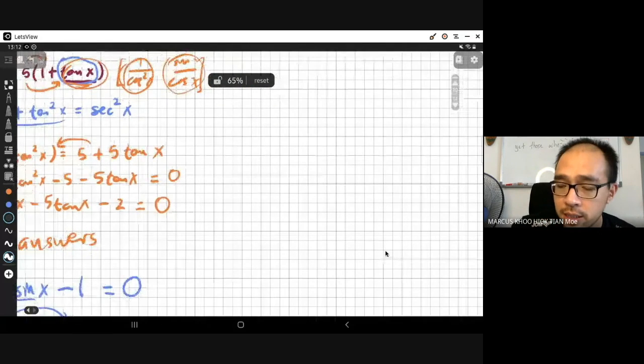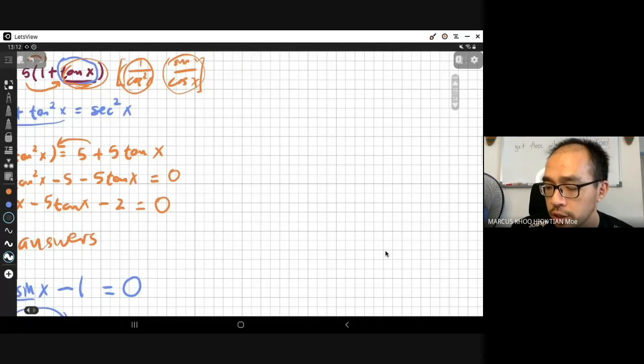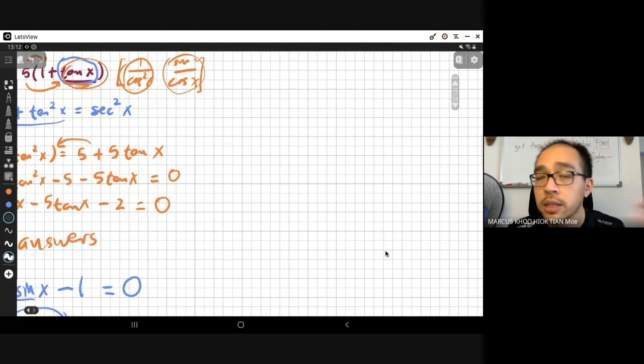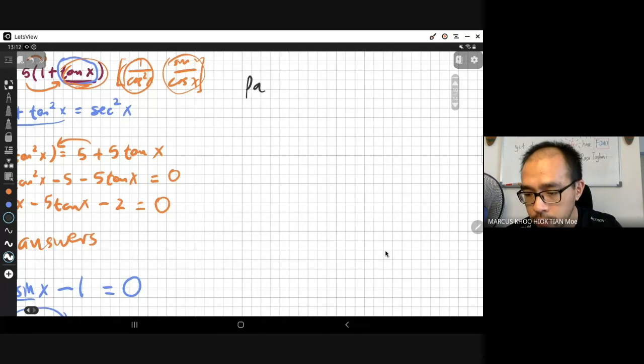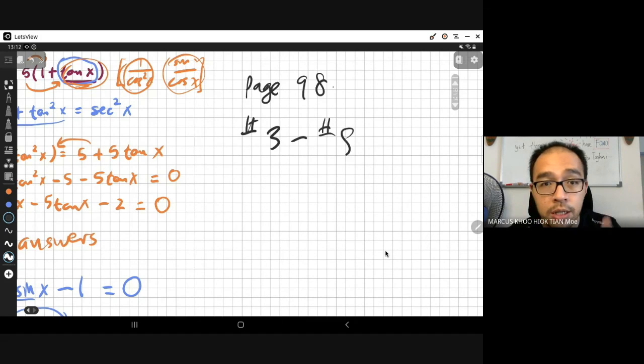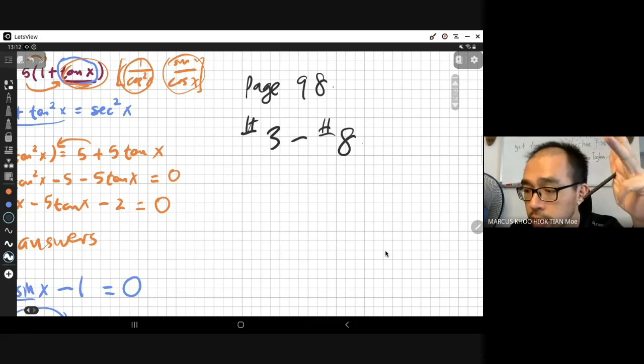So the questions in page 93, 94, 95, I think you guys can answer that if you want. I've already shown you how to do this one. Just go ahead and find the solution for this. What I want you to do for your work today is page 98, question number 3, all the way to question number 8. 6 questions. 3, 4, 5, 6, 7, 8.